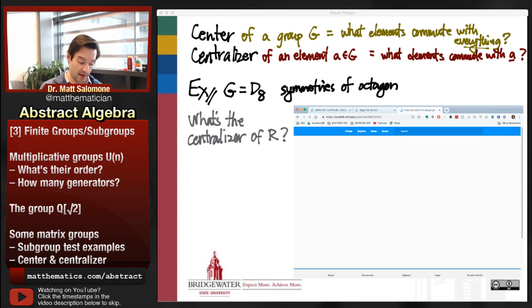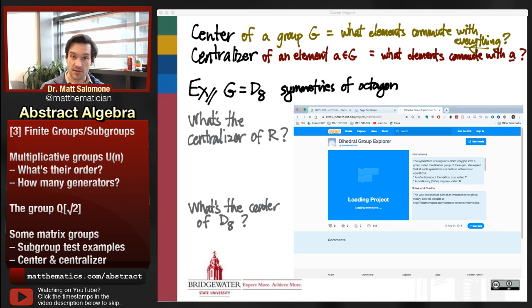The second question is, what's the center of the group? So the first question asks, what commutes with R? Right? What can I move to either side of R and get the same answer either way? The second question is, what commutes with everything? What elements in D8 can I put on either side of anything and not change the result?